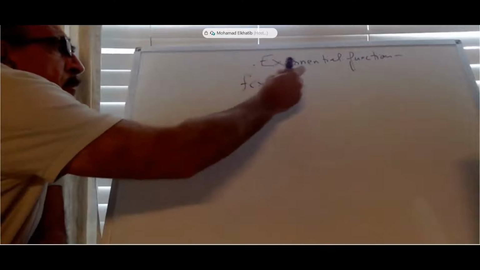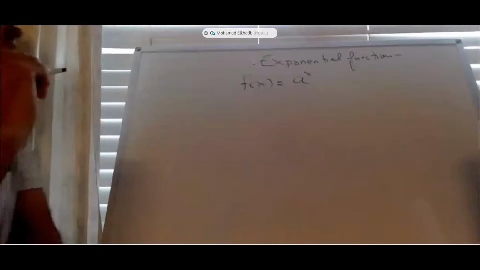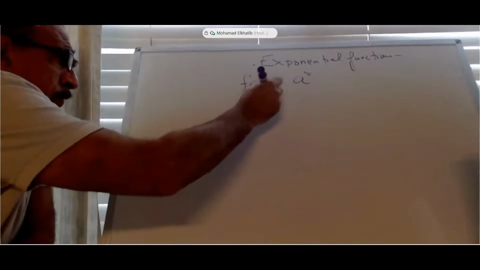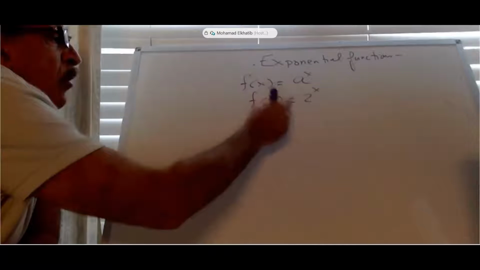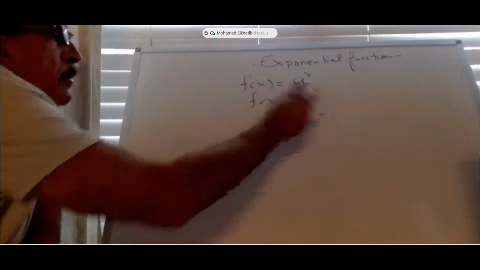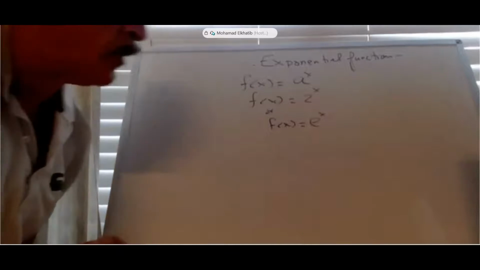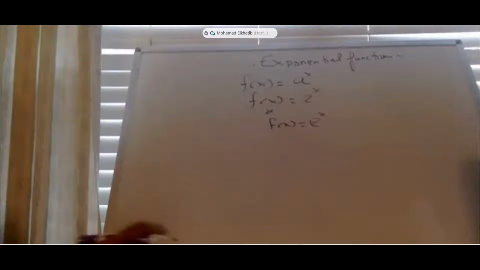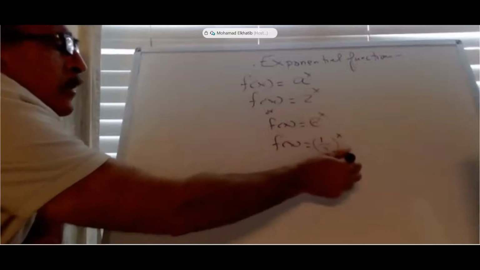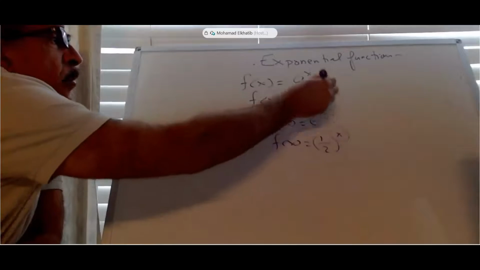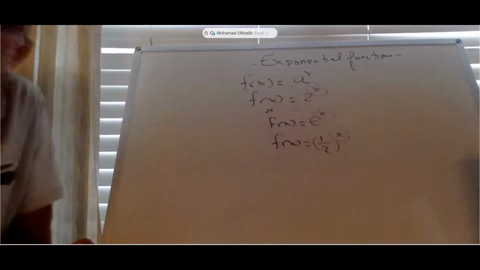It comes from the word exponent. It's anything where a constant is raised to a variable, like f of x equals a to the x. So examples of exponential functions will be what? f of x equals 2 to the x. f of x equals e to the x. Remember, e is not a variable. It's 2.7, whatever we learned before. Or it could be f of x equals 1/2 to the power x. So the base is constant. The only variable is the exponent. So we call that exponential functions.